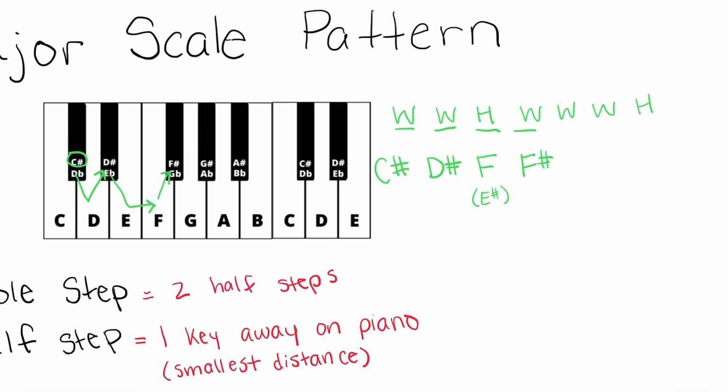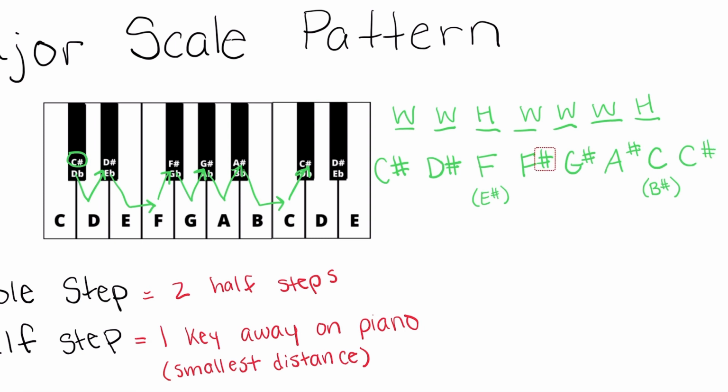Now we need a whole step. We're going 2 keys. Bam, bam. We're at G sharp now. We need another whole step, another 2 keys, bam, bam. We're at A sharp. We need one more whole step, bam, bam. We're at C, also known as B sharp. And then we need a half step, right up to C sharp.